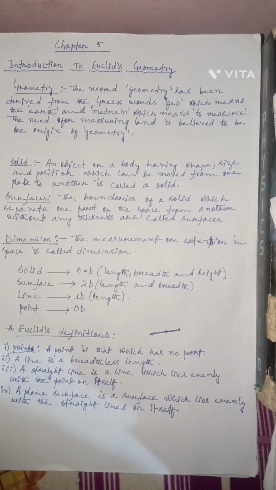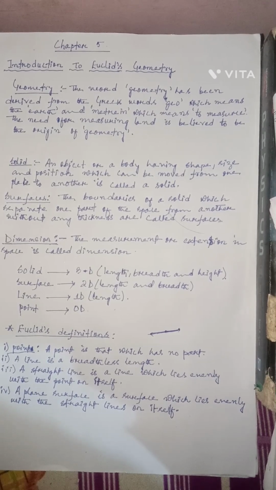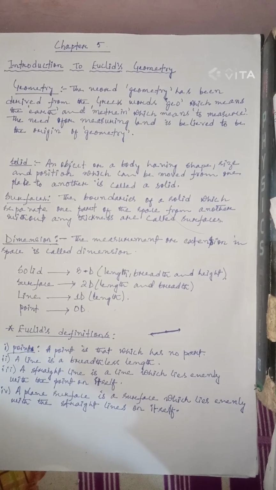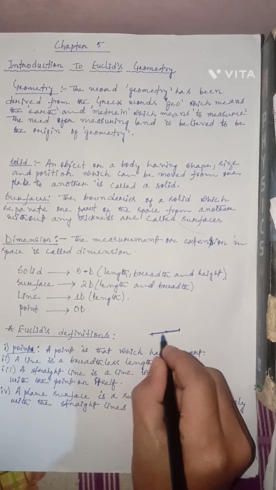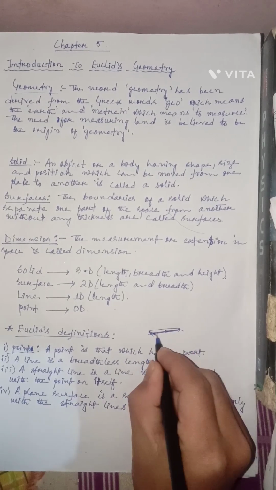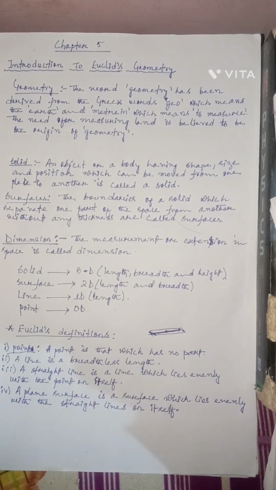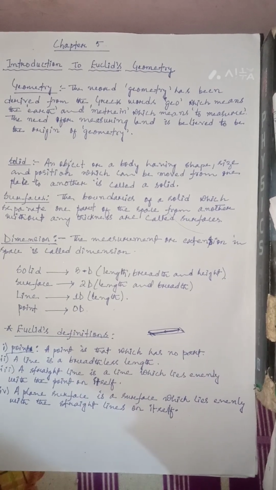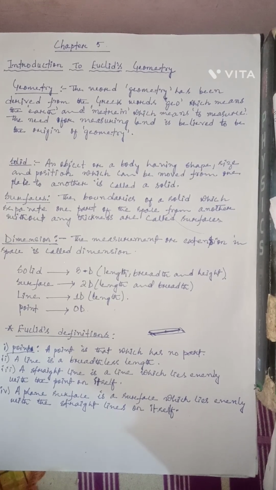Then let us move to the last part, which is Roman number 4. In Roman number 4, we have a plane surface is a surface which lies evenly with the straight lines on itself. Means a plane surface is a kind of surface in which a straight line lies completely on the surface. Let us take this as a surface, and the straight line will lie on it. So this kind of surface, we call a plane surface.